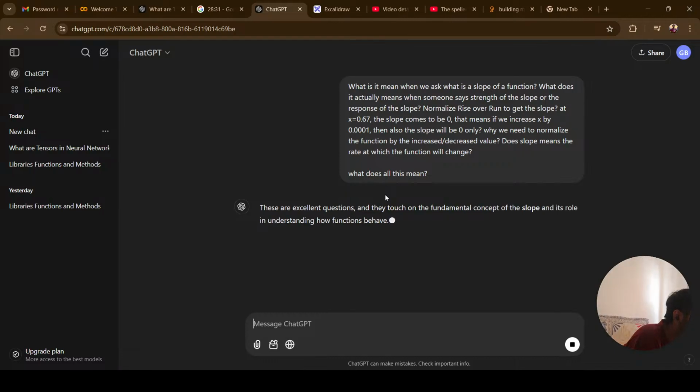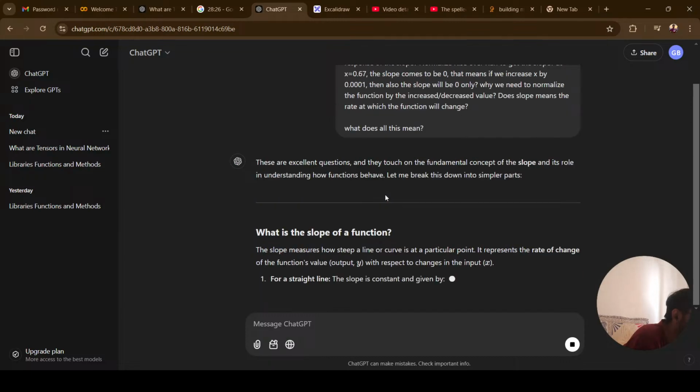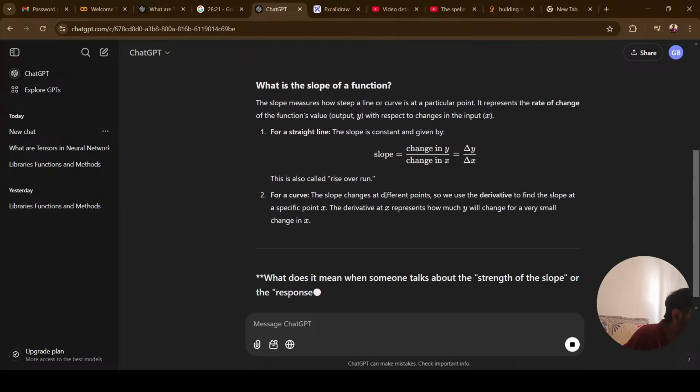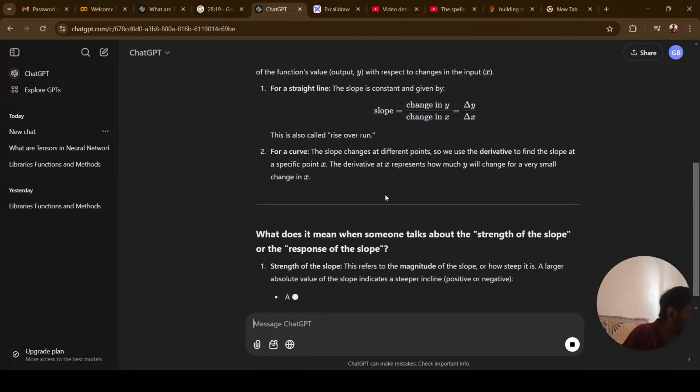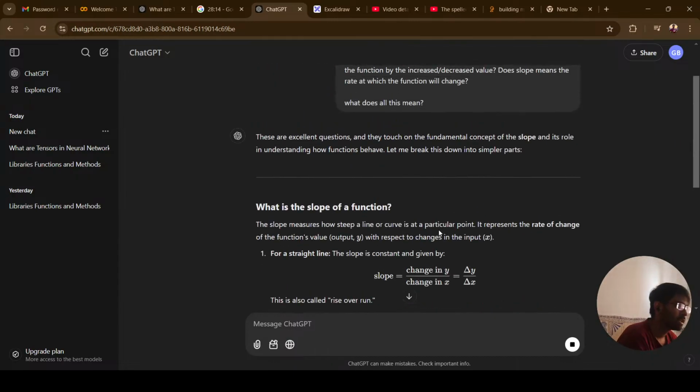These are again the touch on the fundamental slope and its role in understanding how functions will. Let's break down the simple steps. What is the slope of a function? The slope measures how steep a line is at particular point. Okay. The slope measures how steep a line or curve. Steep means this or this curve. It represents the rate of change of function. Yeah, rate of change of function with respect to changes in input x.